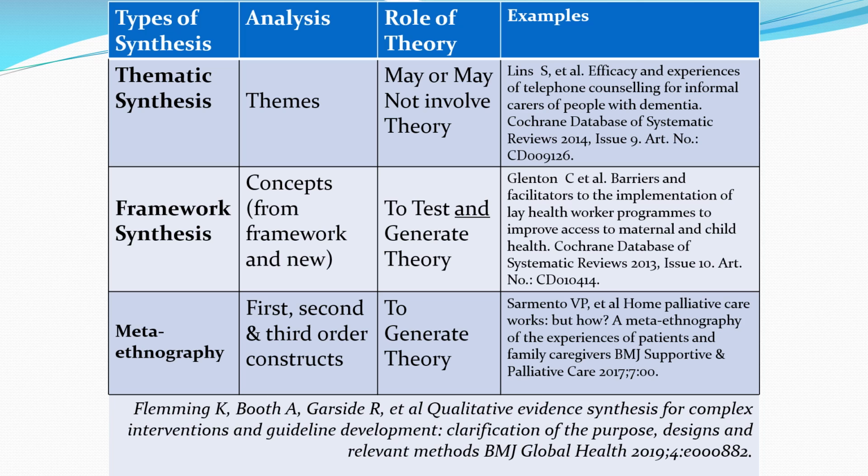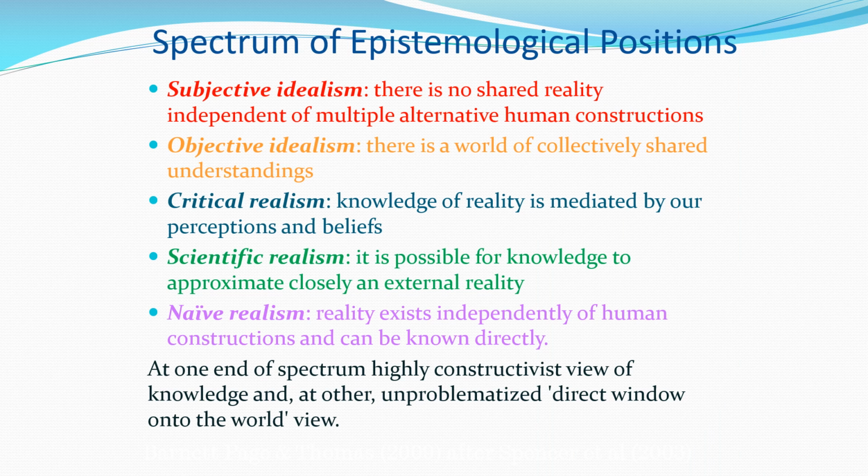And it's important to recognize that these different methods can be positioned on an epistemology spectrum indicated by this rainbow display here. There are 5 points on this spectrum, ranging on the one hand from subjective idealism, the belief that there's no shared reality independent of multiple alternative human constructions. So in other words, that humans interpret the world that they perceive in different ways, and that these have an important effect in determining the worldview, if you like.